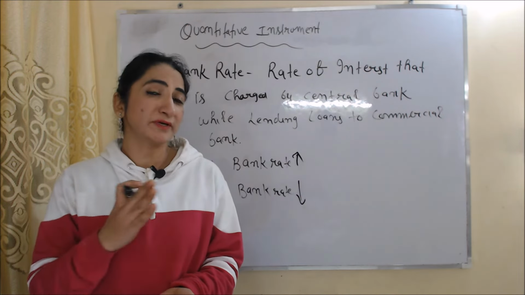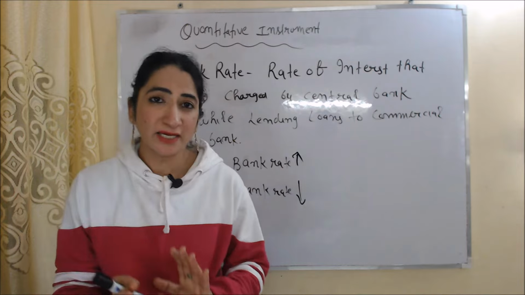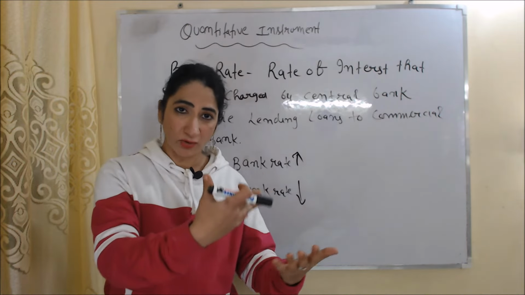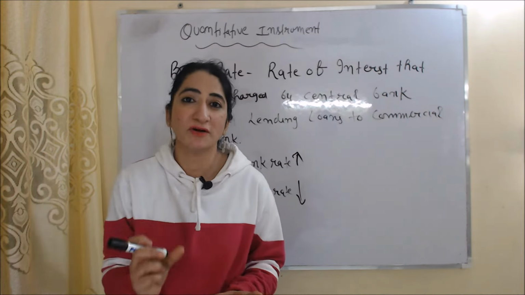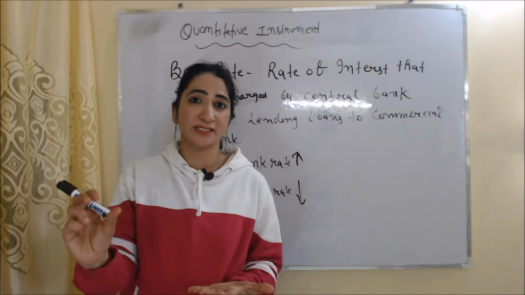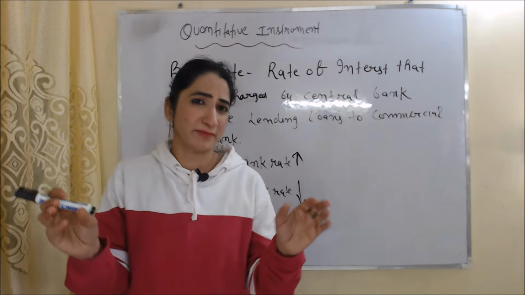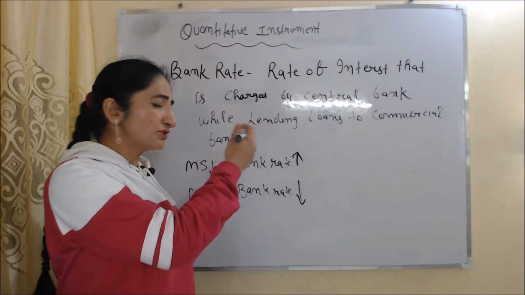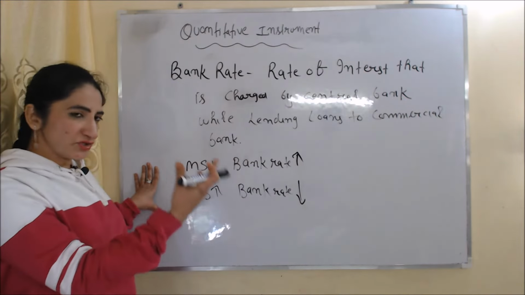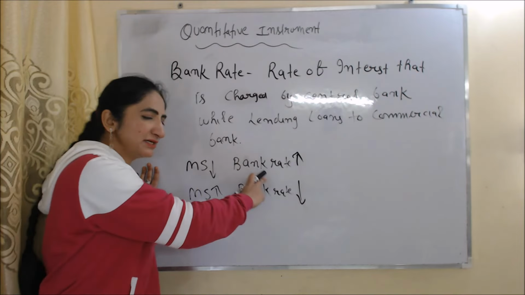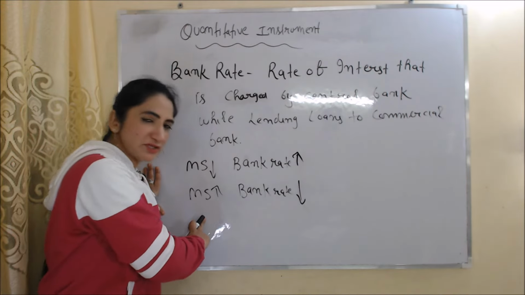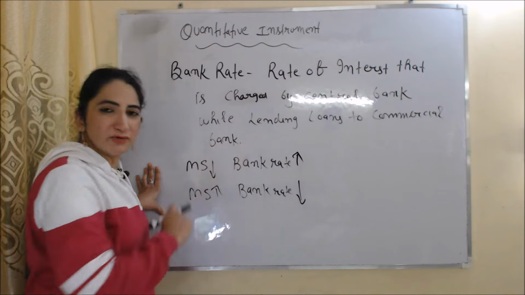Don't confuse between repo rate and bank rate. In case of repo rate, while taking loan from central bank, commercial bank has to keep some government security as a mortgage. But in case of bank rate, commercial bank need not keep any government security. And the same way as we studied in repo rate, if central bank wants to reduce money supply, it will increase bank rate. On the other hand, if central bank wants to increase money supply, it will reduce bank rate.